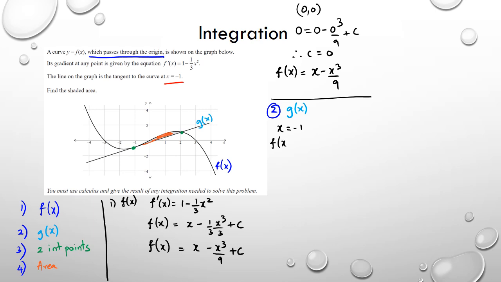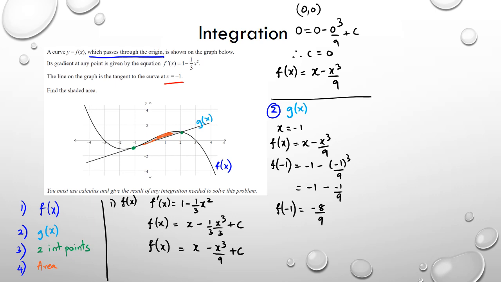From my previous equation, f of x is x minus x cubed over 9, which means f of -1 equals -1 minus (-1) cubed over 9, which equals -1 minus -1 over 9. Simplifying this, I have -8 over 9. So this is what f of -1 is.